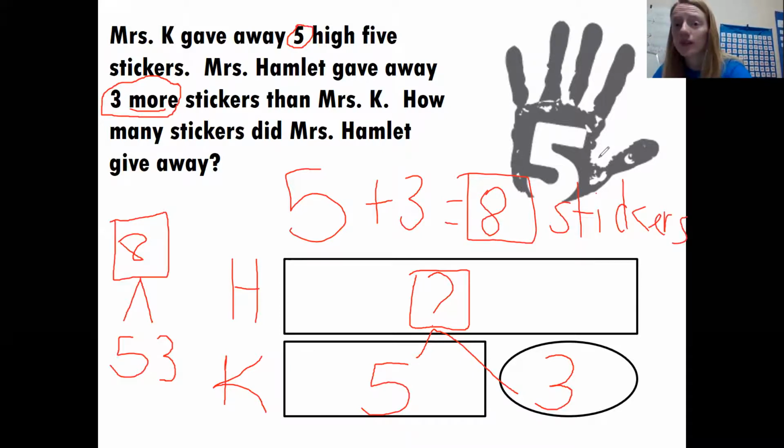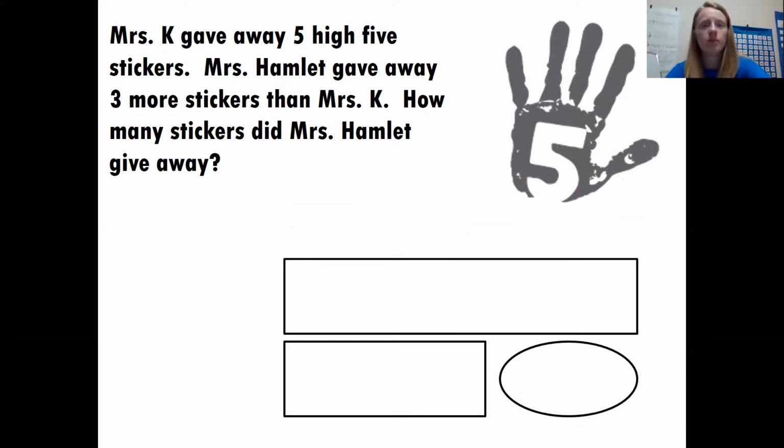Oops, my handwriting isn't perfect, but that's okay. 8 stickers. Okay, so when you're reading these story problems, you have to look really closely to try to figure out where did these numbers go? Because a mistake that a lot of kids make when we are doing these kinds of problems is they say, all right, Miss Hamlet gave away 3 more stickers than Miss K. Well, then they say Miss Hamlet gave away 3 stickers. And is that true? No, so you have to be really careful to make sure that you see that she gave away 3 more stickers. So that way we know that that 3 goes in that more or fewer circle, okay?